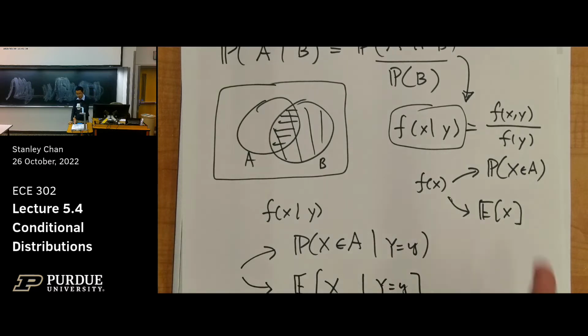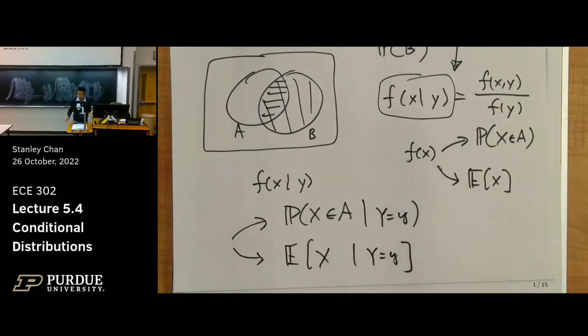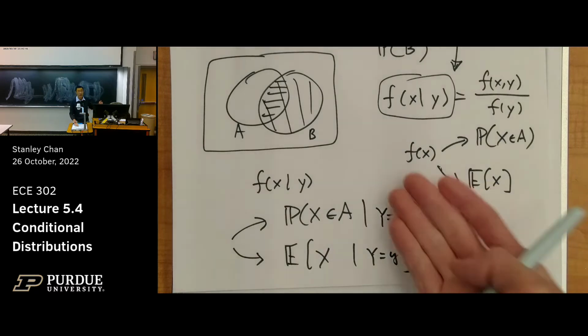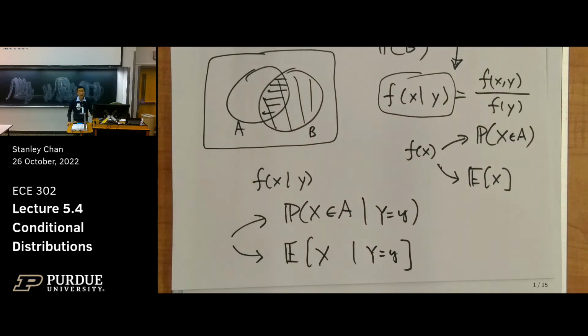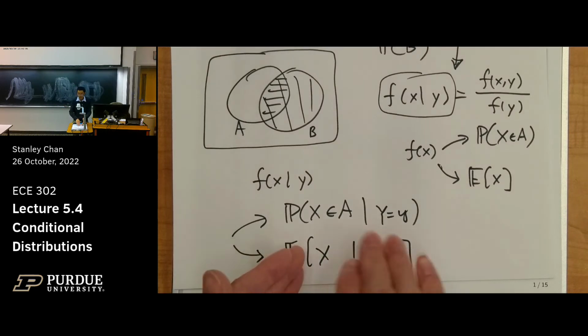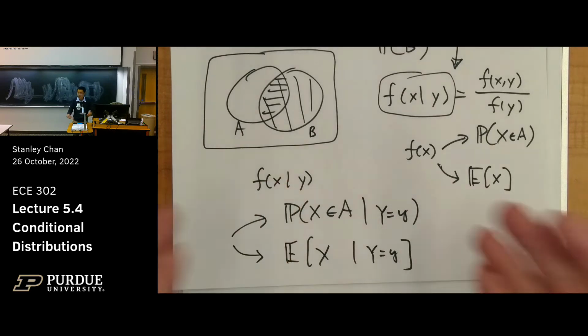So if you understand what is going on in the original case, I tell you the PDF, you just integrate over the set A, you get the probability. I give you the PDF, and then you integrate, you can get the expected value of X. So both can be found. Now, if I give you the conditional PDF, you can also find the conditional probability, which will still be the event A, but given that the other random variable Y takes a certain state. And I can ask you the expected value of X given that Y takes a certain state. So this is the same thing.